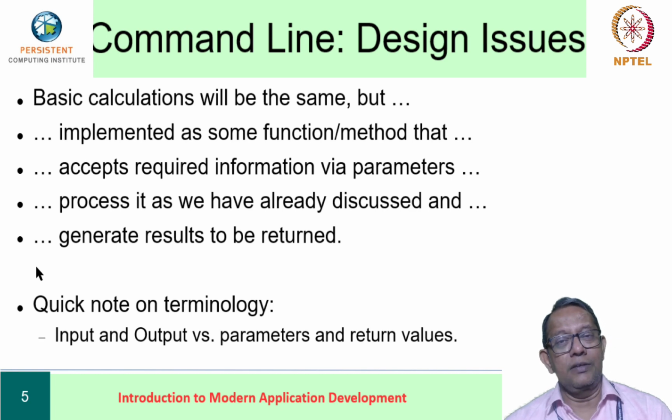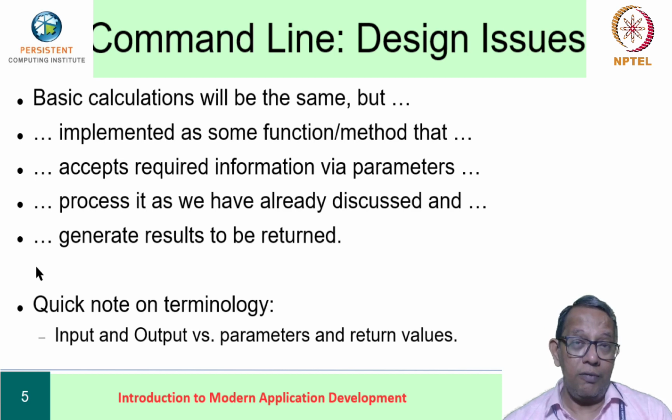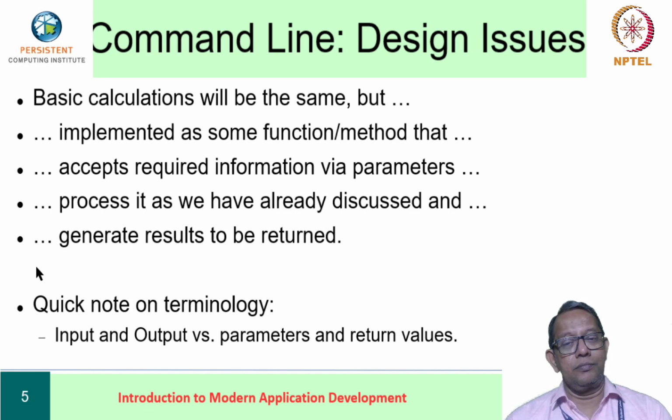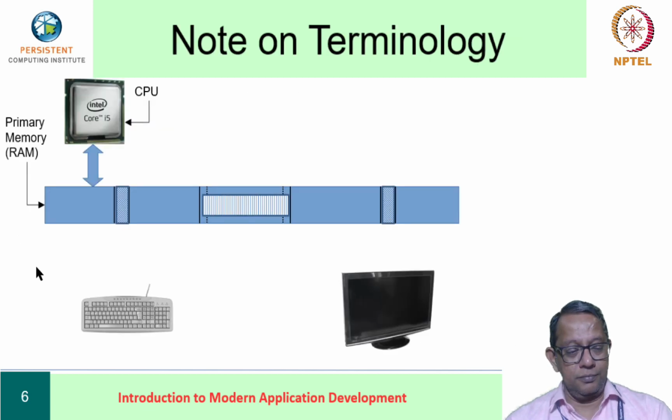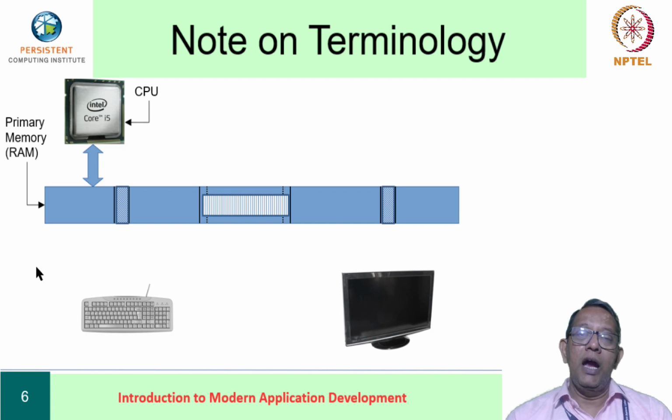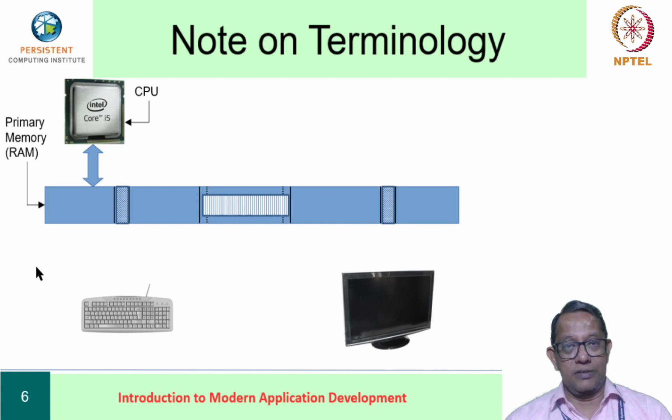This is a good point to stop and digress for a quick note on terminology. What we will be talking about is input and output versus parameters and return values. Here is a sketch of a typical computer system. You see a CPU and a primary memory in blue.